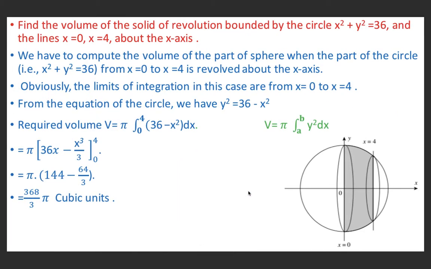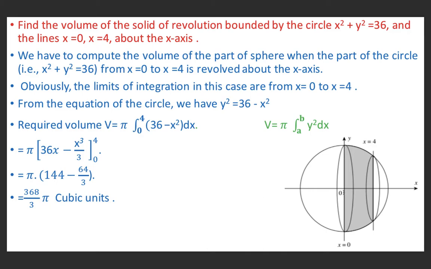Now we will demonstrate how to find the volume of solid of revolution bounded by the circle x square plus y square equal to 36 between the lines x equal to 0 and x equal to 4 about the x-axis. We have to compute the volume of the part of the sphere when the part of the circle is from x equal to 0 to x equal to 4. Now in this case, we need not calculate the whole volume. We will calculate between x equal to 0 and x equal to 4 only. And this is revolved around the x-axis.